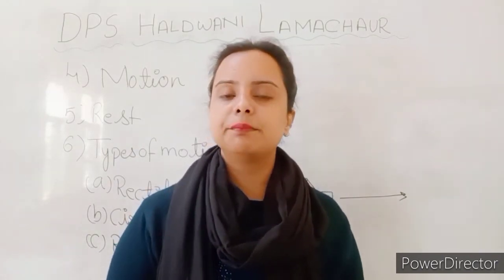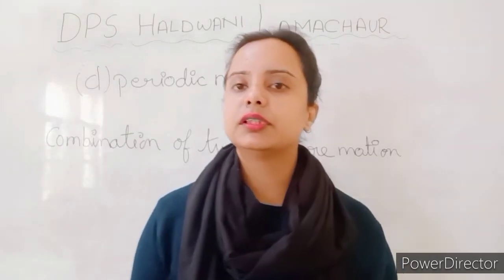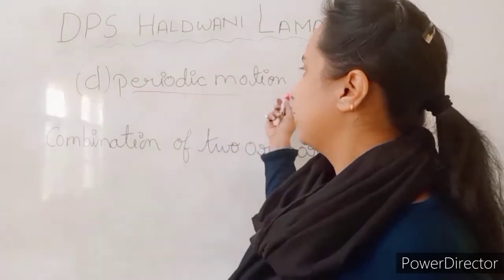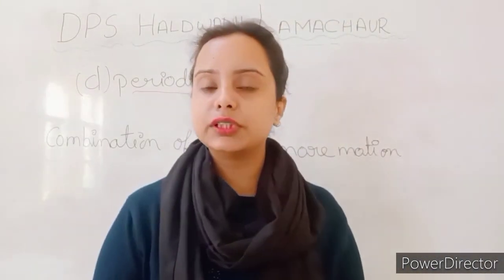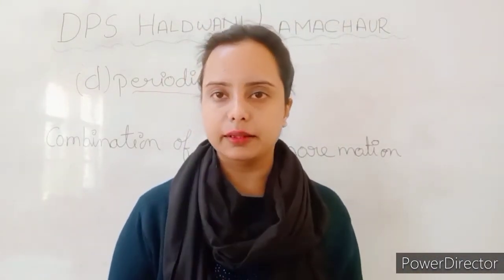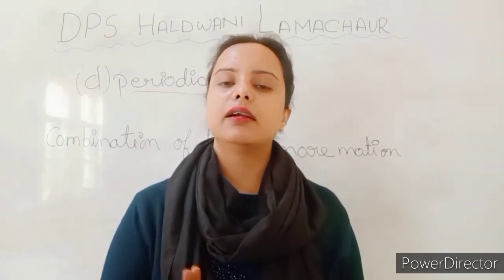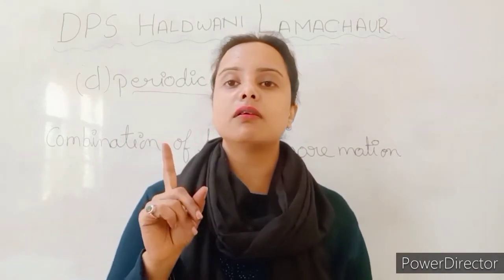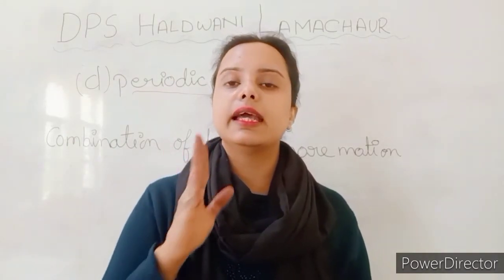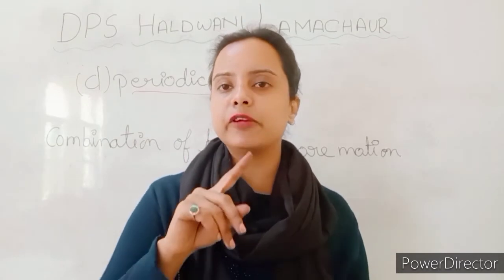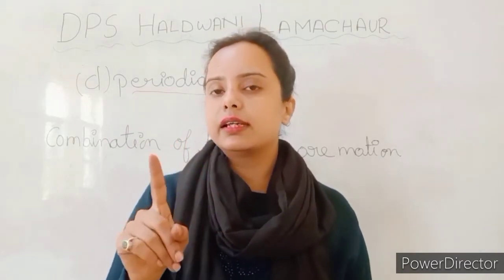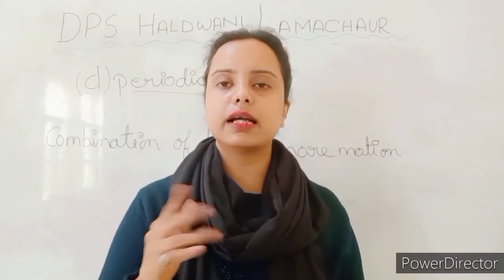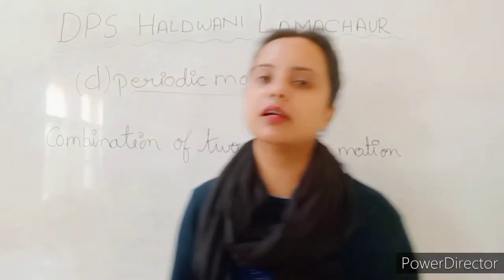Now the next one is periodic motion. Periodic motion is when any object changes its position in a fixed time, then we say that the object is in periodic motion. For example, the clock. The needle of the clock shows motion in an exact time. Means in every second, the needle of the clock moves. So that is an example of periodic motion.